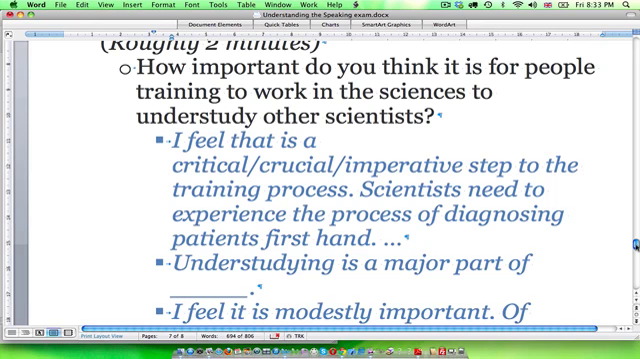So I feel that is a critical step to the training process, or I feel that is an imperative step to the training process, or I feel that is an unimportant step to the training process. That is a mundane step. That is an unneeded step to the training process. Okay, lots of different ways to qualify our answers. Scientists, or whatever, XYZ, need to experience the process of diagnosing patients firsthand. And then you could go on. So, for example, if they didn't have this as part of their training, they might not know what to do in the situation when it happens.